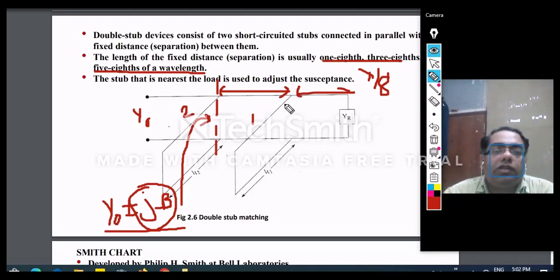So the main role is played by the length of the first stub and the length of the second stub. It is the lengths which play the main role, and their positions are always fixed here. So this is the advantage of using double stub matching.